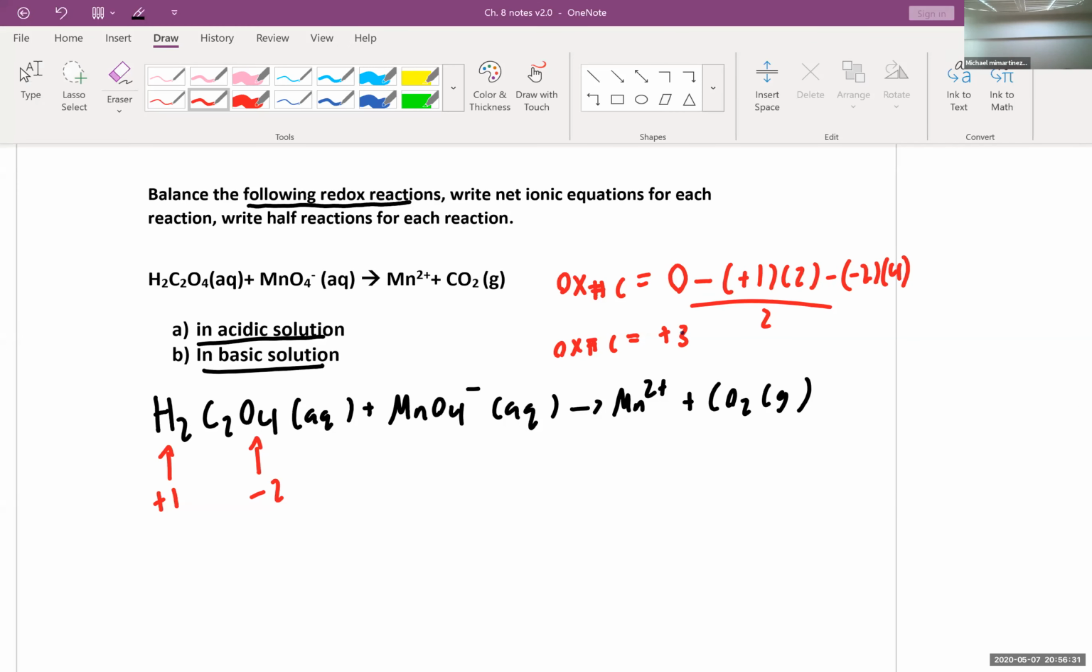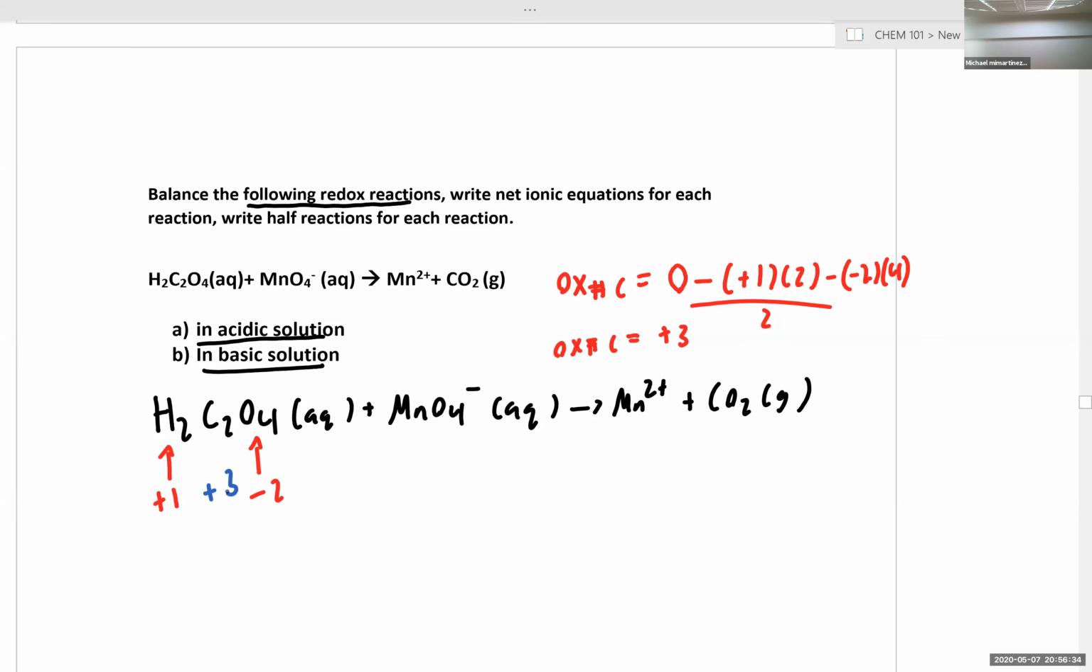Does everyone see how I got +3 for the oxidation number of carbon? We're still using our oxidation number equation, except this time we're accounting for hydrogen and oxygen. If you want to make it slightly easier on yourself, you can break down this oxalic acid into H+ and oxalate ion and do the equation just for oxalate ion on its own. Whatever you're more comfortable with. Can I get some confirmation in the chat that everyone is comfortable with calculating the oxidation number of carbon?